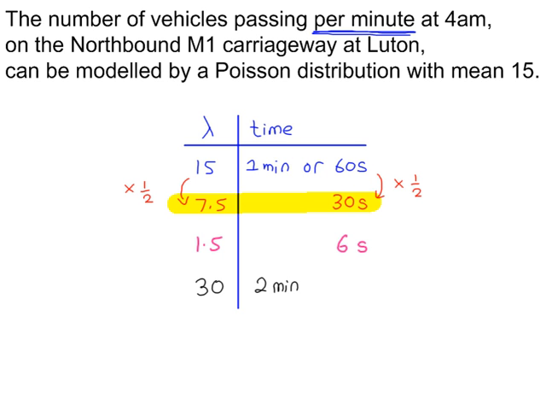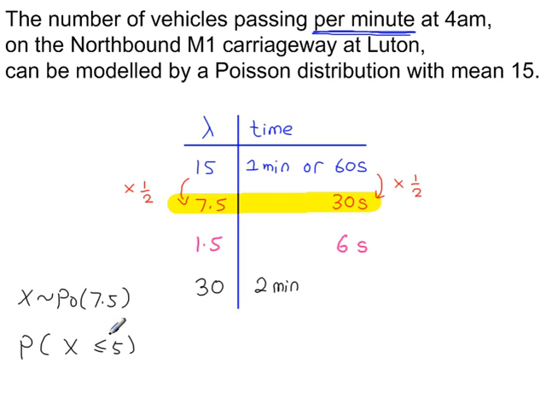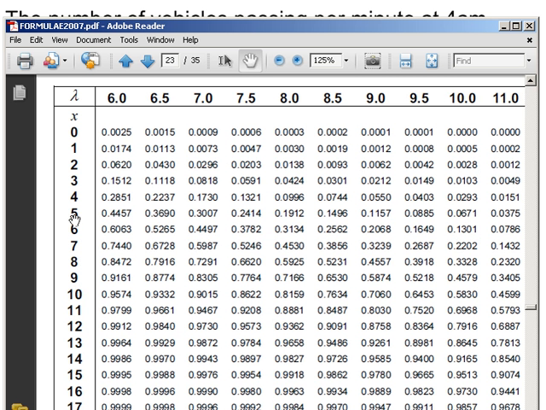So what's the probability that fewer than 5 vehicles will pass in a 30-second interval, so that's the probability that X is less than or equal to 5. Lambda is 7.5, so we have the Poisson distribution with a mean rate of 7.5. You go to the tables, lambda is 7.5. We're looking for less than or equal to 5 here. There's the probability, 0.2414.